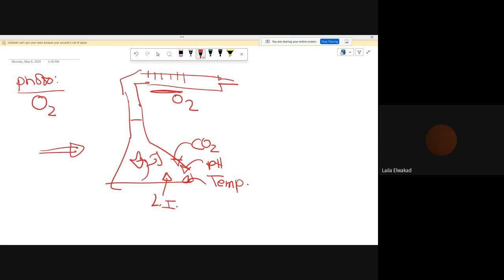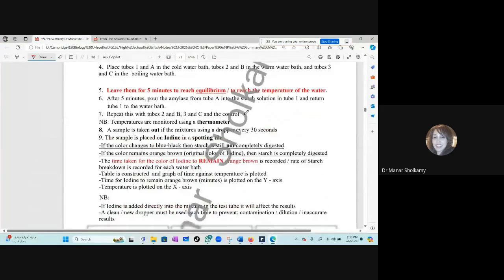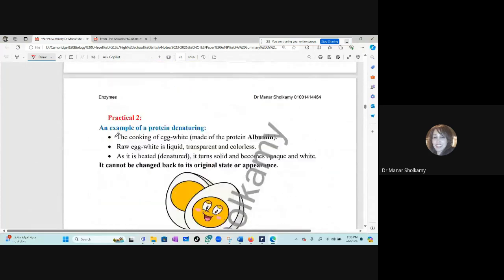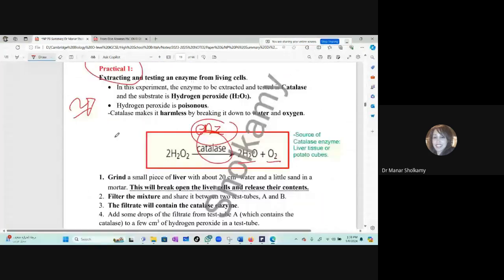Yes, thank you. Okay, very good. And also we'll go back to plants. I still did not reach plants. We're still in enzymes. So we revised change in temperature, change in pH, and the catalase.